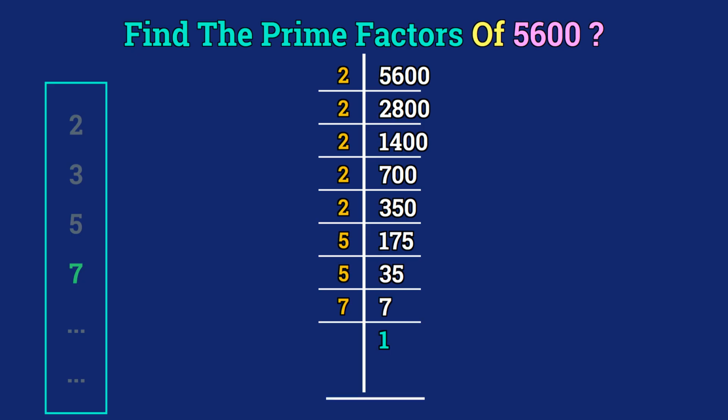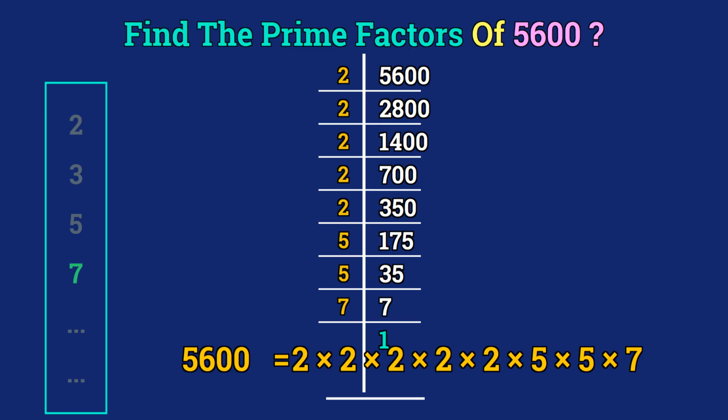And we are done. The prime factors for 5600 are 2 times 2 times 2 times 2 times 2 times 5 times 5 times 7, which can be written as 2 to the power 5 times 5 to the power 2 times 7. And these were the whole prime factors for this number.